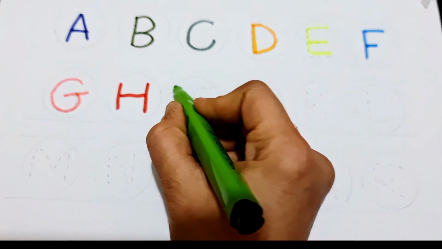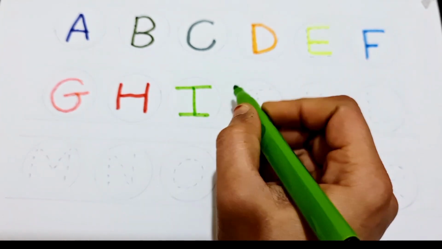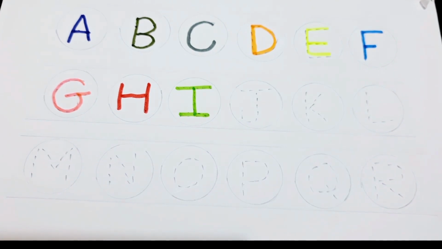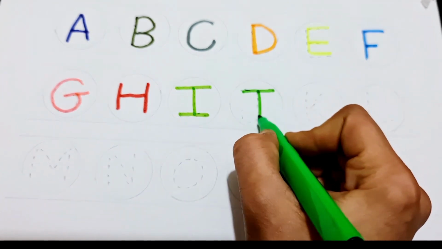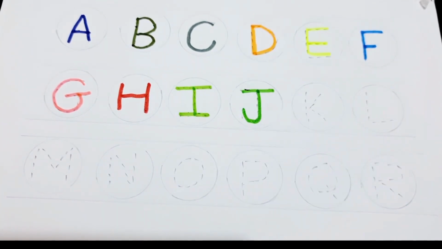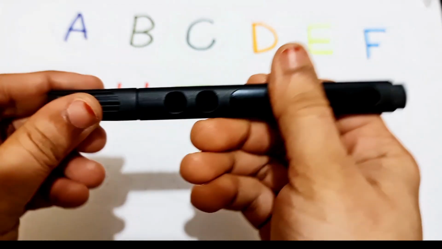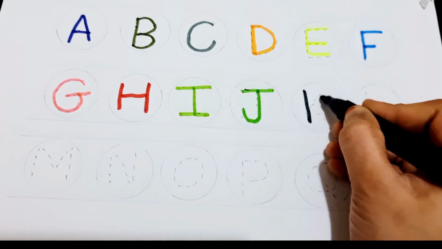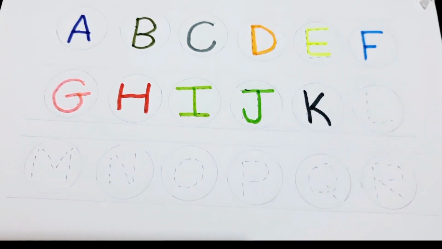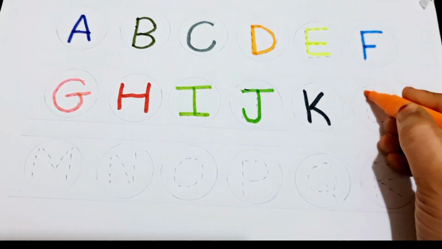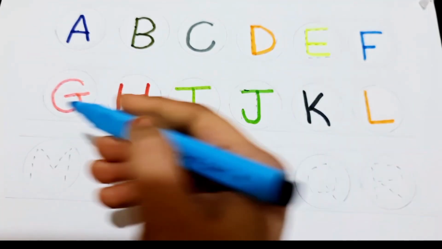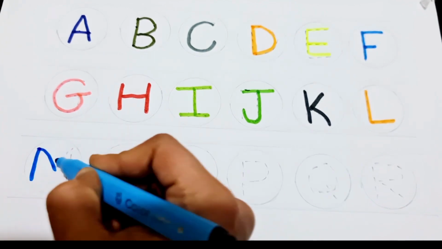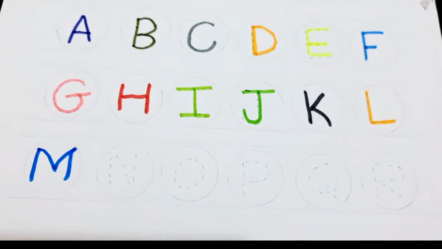Green color. I for ice cream. Dark green color. J for juice. Black color. K is for kite. Orange color. L for lemon. Blue color. M is for mango.